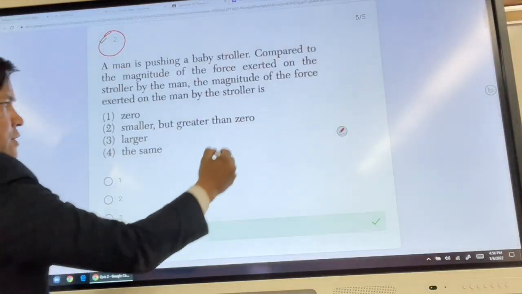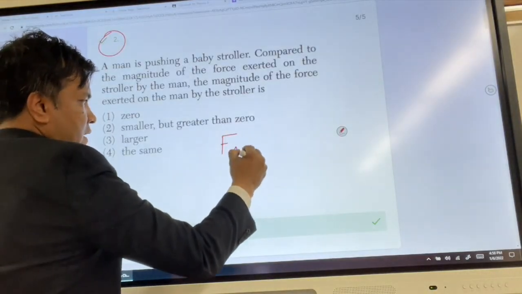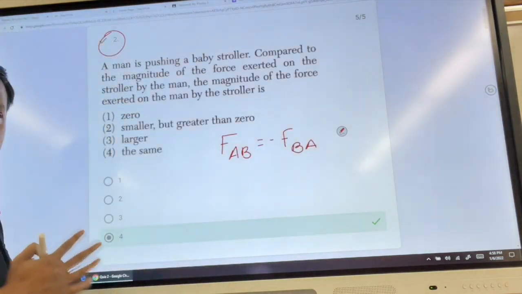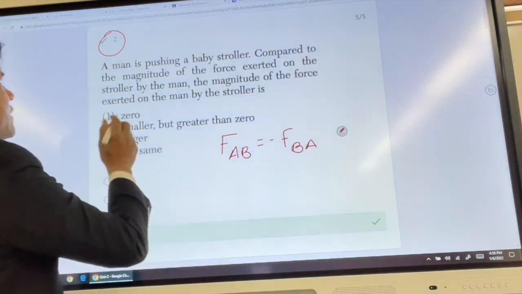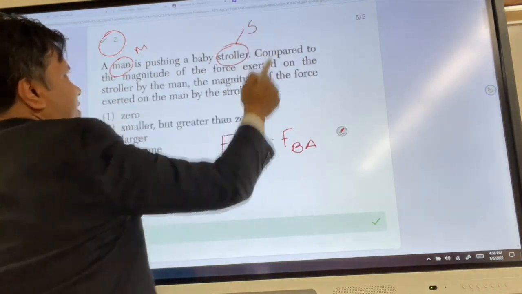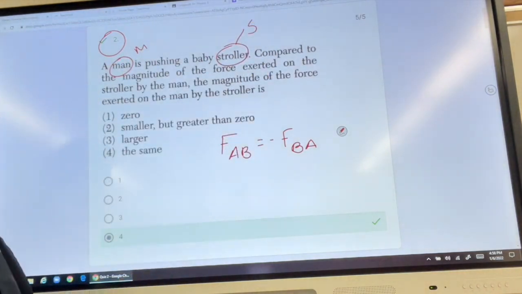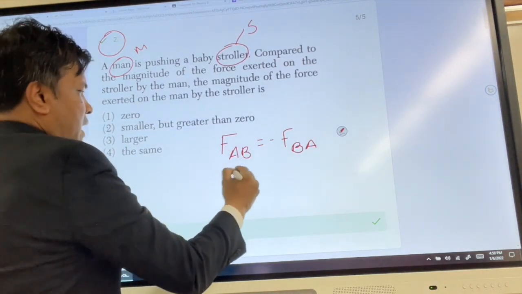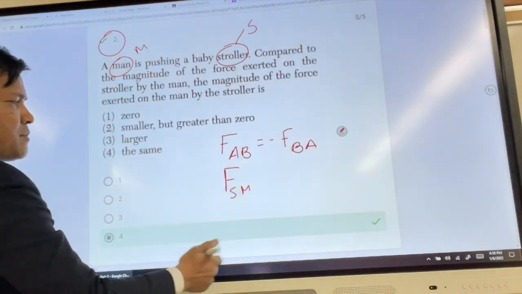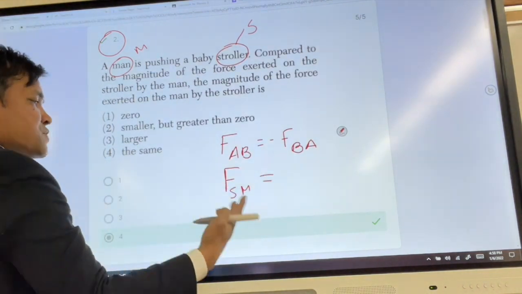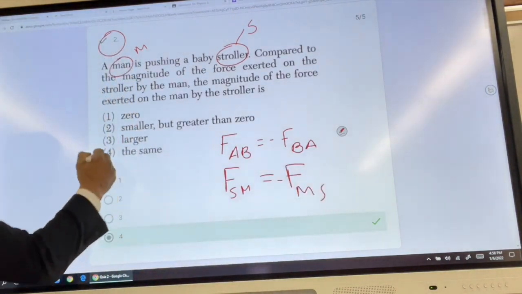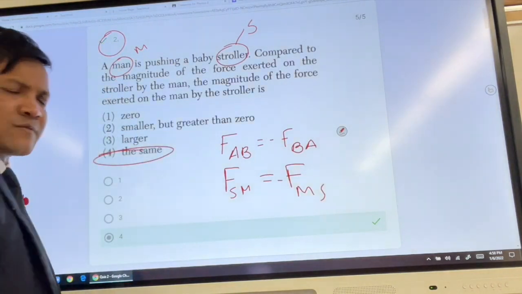Number 2 has to do with Newton's third law. Fab is equal to Fba, equal in magnitude but opposite in direction. In this case, I have a man, let's call him M, and a installer, let's call it S. The man pushes the installer, so the installer pushes him back. The installer is pushed by the man, which is equal in magnitude but opposite in direction to the man being pushed by the installer. So the same magnitude. A good example of Newton's third law.